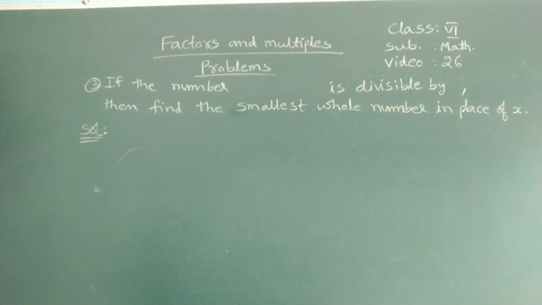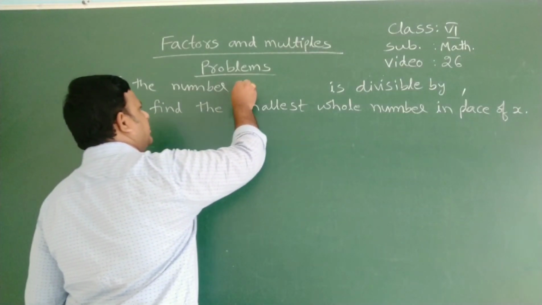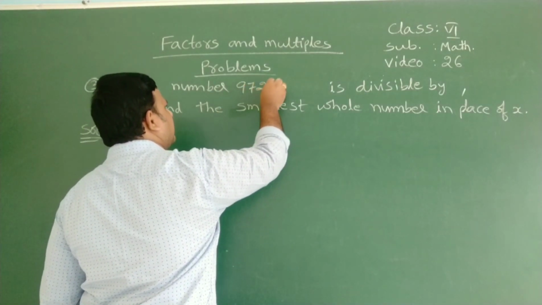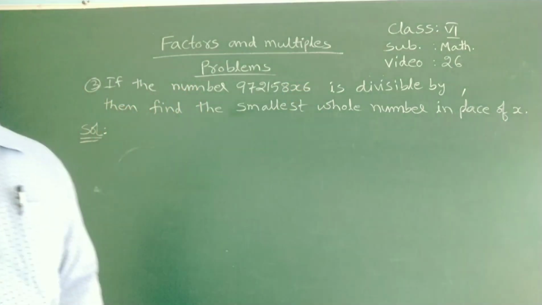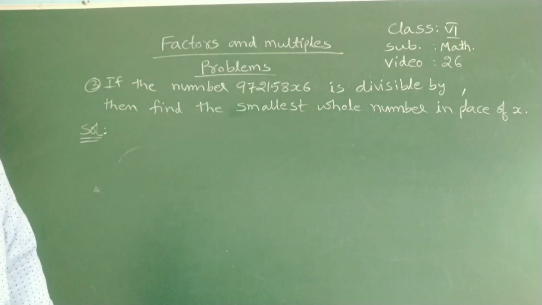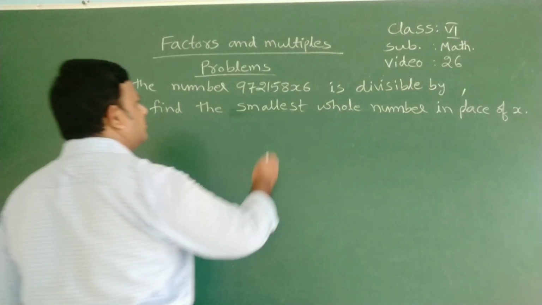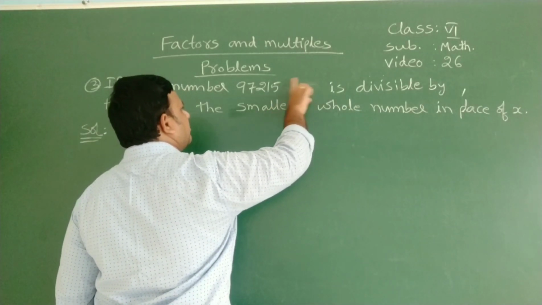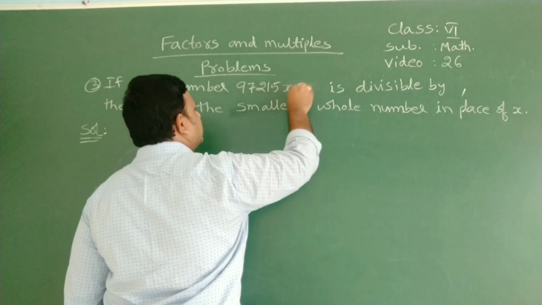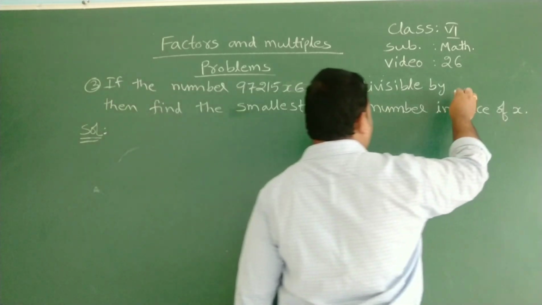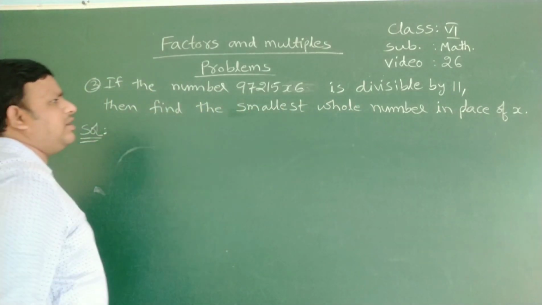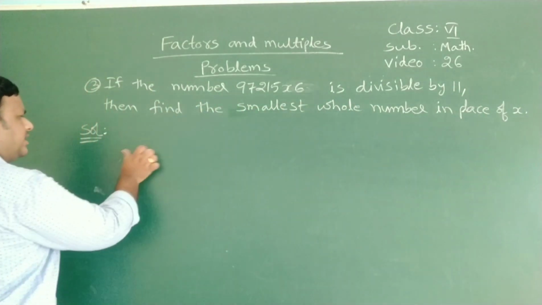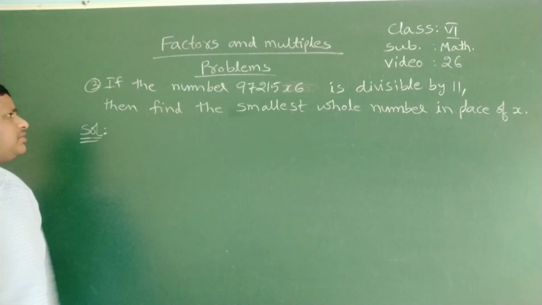If the number 97215x685x6 is divisible by 11, then find the smallest whole number in place of x. So in place of x we have to find out.